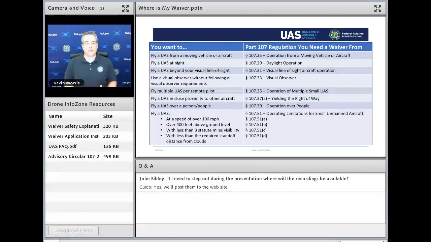In Part 107, we list a number of rules that we allow people to apply for waivers for. And that is the column that you see on the right. But when we're talking to our buddies out there, when we're just discussing what we want to do, we don't talk in terms of, I want a waiver for a daylight operation. What we talk about is, I want to fly my UAS at night. So this chart is designed to help you between what you really want to do and what you're technically asking for. So you want to fly your UAS at night? What you're going to apply for is a waiver for the daylight operation.